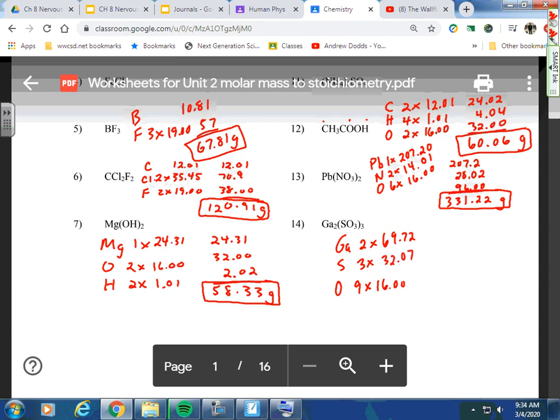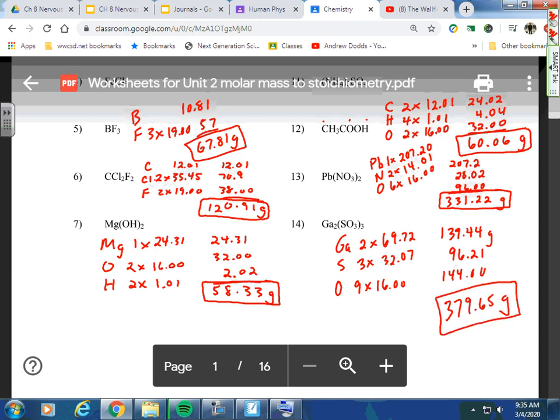All right, so gallium, Ga, is actually going to be 69.72 times 2, which is 139.44. And then sulfur is going to be 3 times 32.07, which is 96.21. And oxygen is going to be 144. All right. So I'm going to add those up. So I've got 139.44 plus 96.21 plus 144. And I get 379.65. Is that correct?